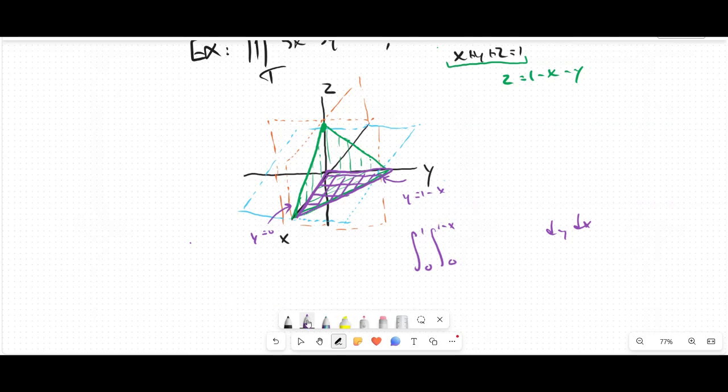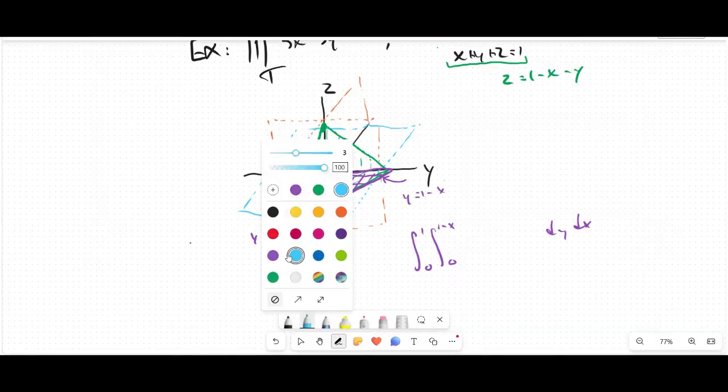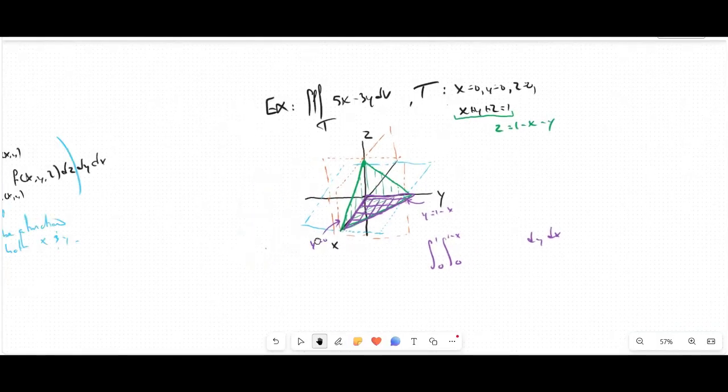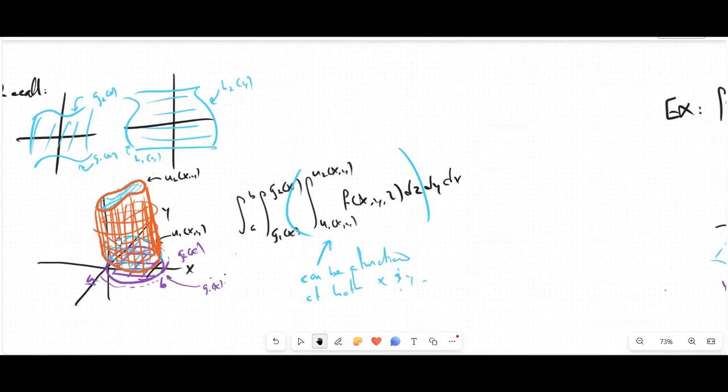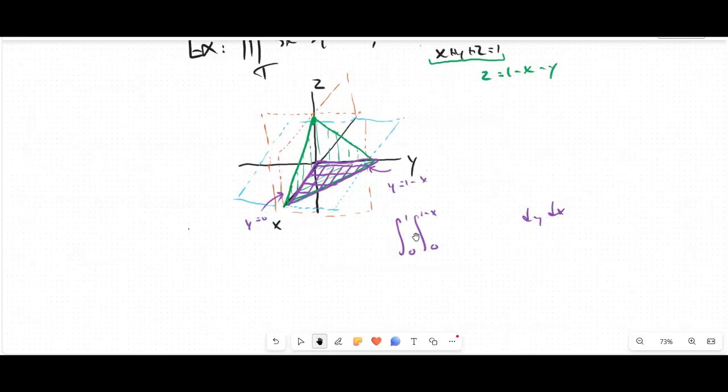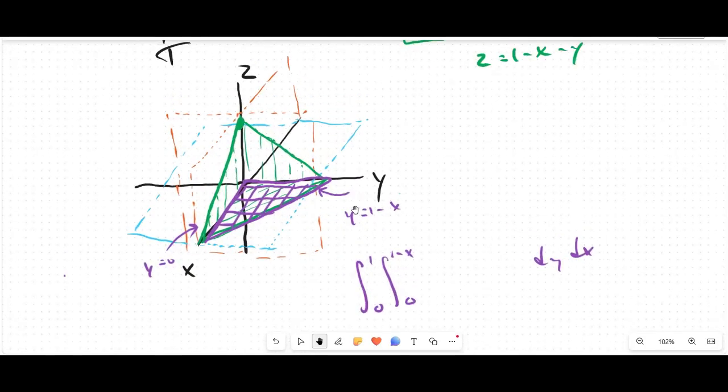And now I must, and this is kind of tricky. Now what? I need two functions of x and y. Z has to be one function of x and y, representing the bottom of the shape. And then I need z equal to a different function of x and y to represent the top of the shape. What is the bottom of the shape? Hopefully it's clear. It is this same triangle. That's z equals 0.